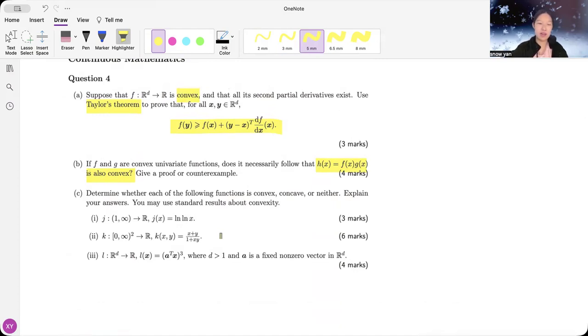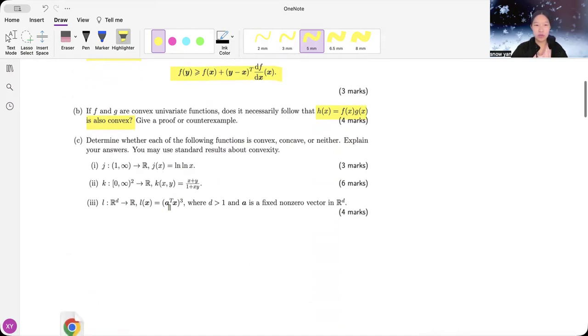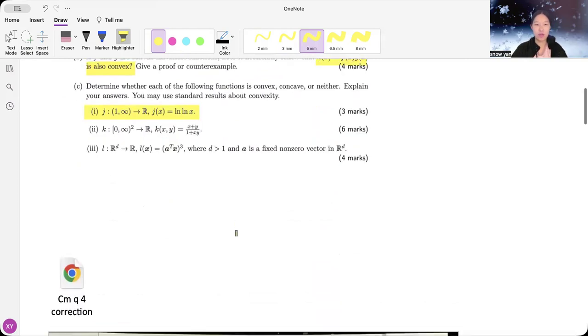And then in part C, we have: determine whether each of the following functions is convex, concave, or neither. Explain your answers. You may use standard results about convexity. So we're going to tackle one part at a time. In part I, we're trying to show that j is from 1 to infinity, g of x is taking two log functions.